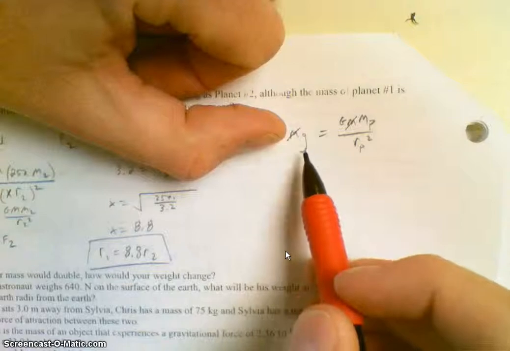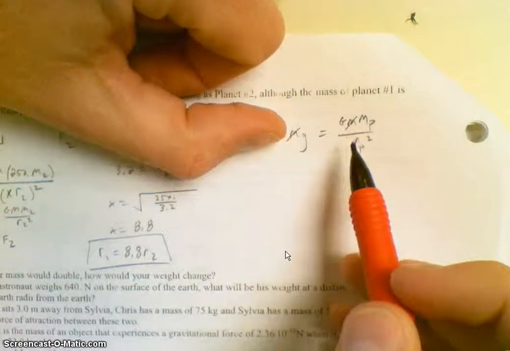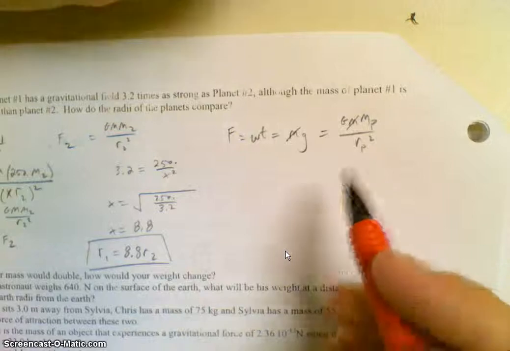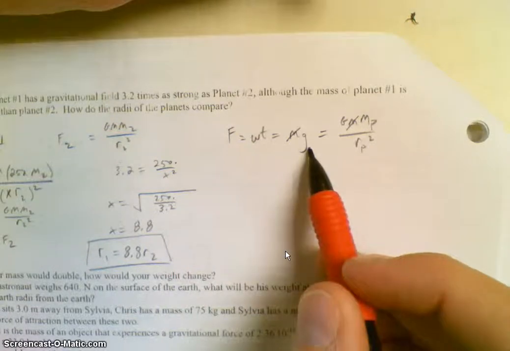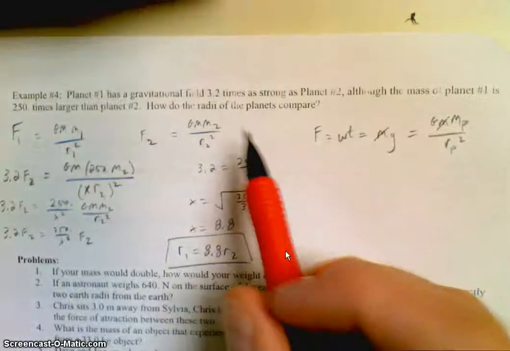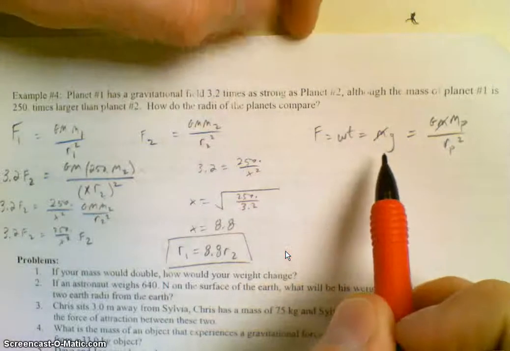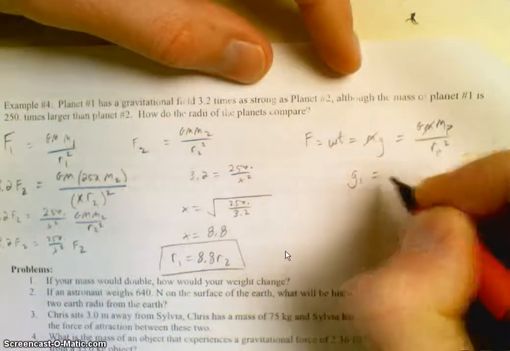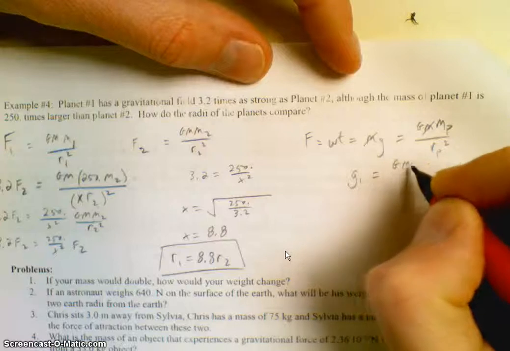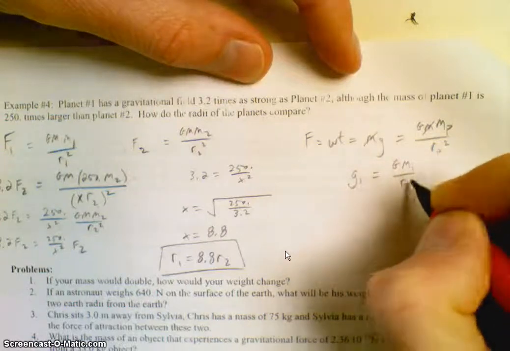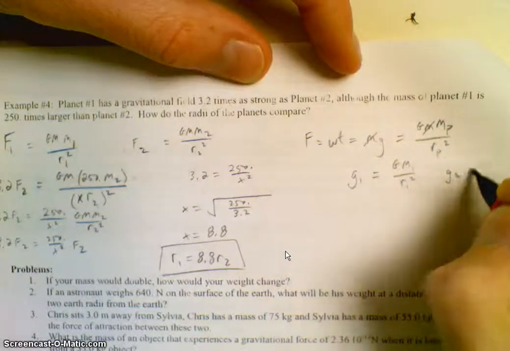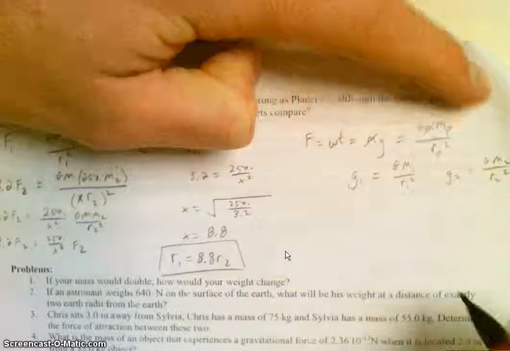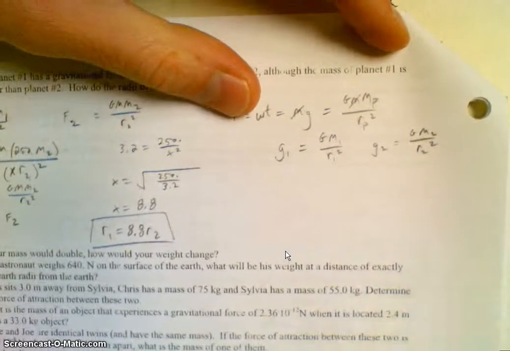Is little g dependent on the mass of the object? No. Objects accelerate at the same rate. It doesn't matter what their mass is, as long as we neglect air resistance. So that's what this is showing. So if you said the gravitational field is little g, you could do the same thing. So this would be the gravitational field on planet 1 is big G, mass of planet 1 over radius of planet 1 squared, and g2 is big G, mass of planet 2 over radius 2 squared, and do the same thing.